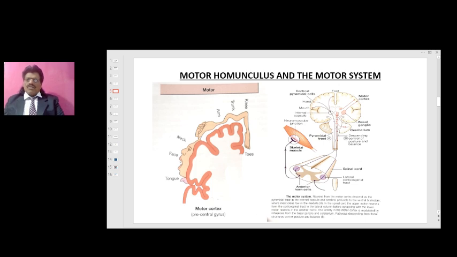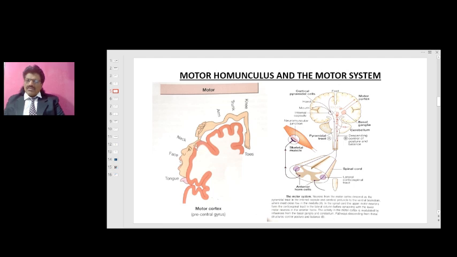So coming to the motor homunculus and the motor system, we just saw the motor cortex, the precentral gyrus. So this is the precentral gyrus, the motor cortex. The representation is not according to the quantity, it is according to the quality. Though the trunk is very huge here, the representation in the brain is very, very less. Though the area of our fingers is very less, the representation in the brain is huge. You can see here the entire hand, the fingers are represented in a very big way in the cerebral cortex, especially if you see the thumb.